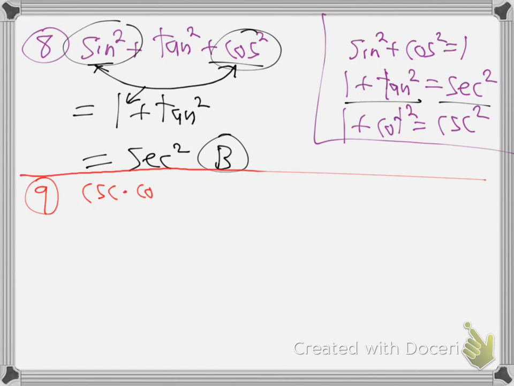Cosecant times cotangent over secant. Cosecant times cotangent. You know what I would probably try to do? Break those all into sines and cosines. I would probably just rewrite all of those as sines and cosines and see what happens.